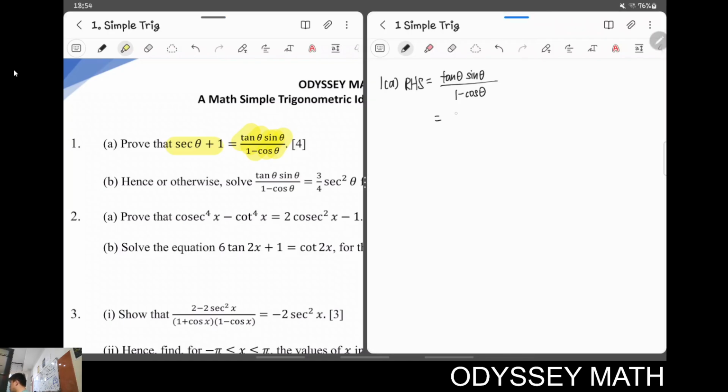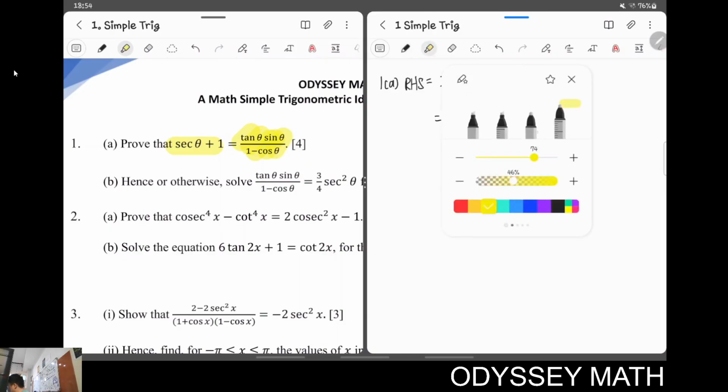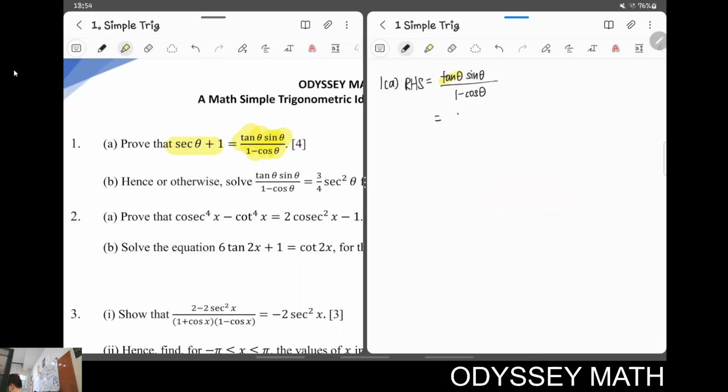But what you really need to do, one student asked me, is there like a cheat code, like a trick where I can get there? No, you just have to know what are the formulas to look out for, and then you just have to plug and play. So first is tangent theta is sine theta over cosine theta. Write that down.